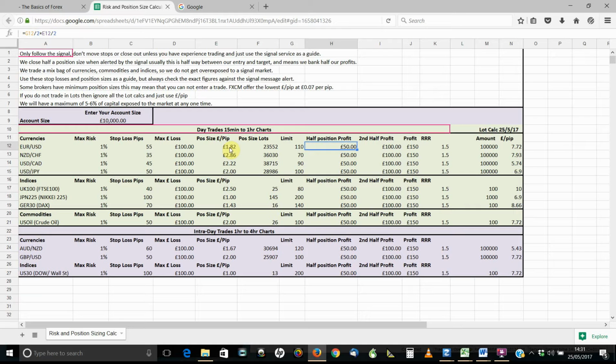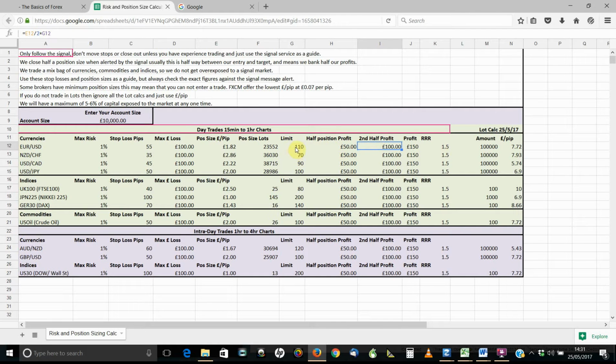Okay, so we're taking off half of the position, half of £1.80, so around about 90p. At 55 pips, it's going to give us a profit of £50. Our second half profit is going to be the remainder of that, multiplied by the limit order, which is 110 pips.